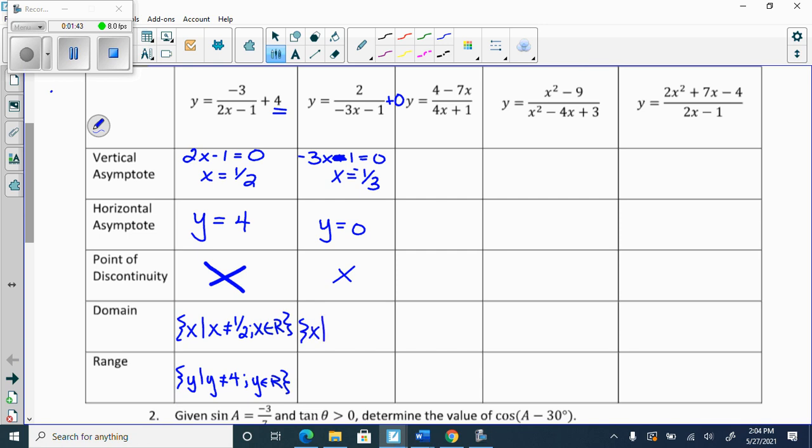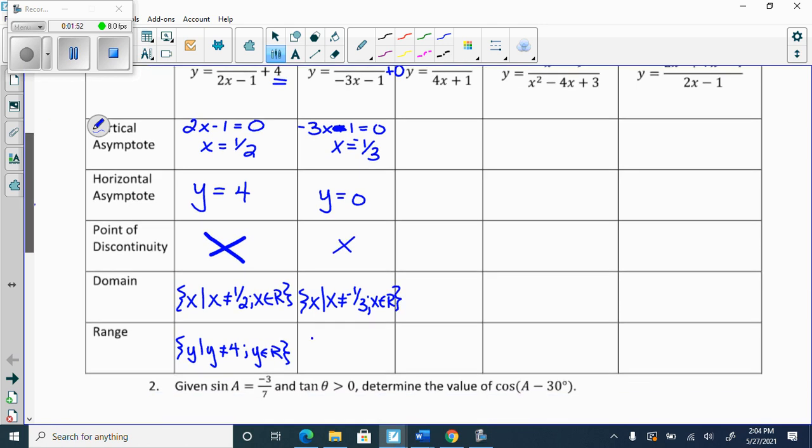Yeah. So then we have x such that x cannot equal negative a third, x ∈ R. And then y such that y cannot equal 0.